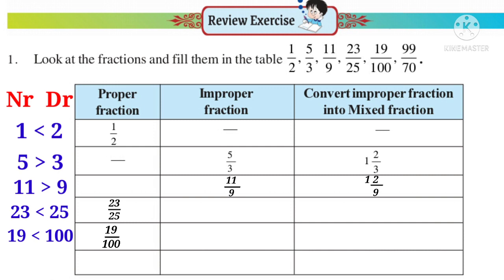Last fraction, 99 by 70. Numerator 99 is greater than the denominator 70, so put it in improper fractions. Divide 99 by 70. 70 ones are 70. By subtraction we get 29. That is, 1 29 by 70 is the equivalent mixed fraction.